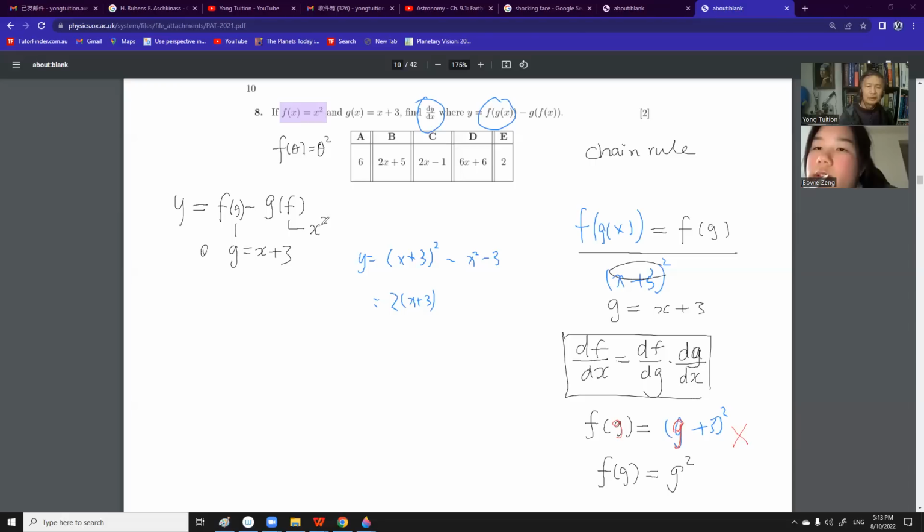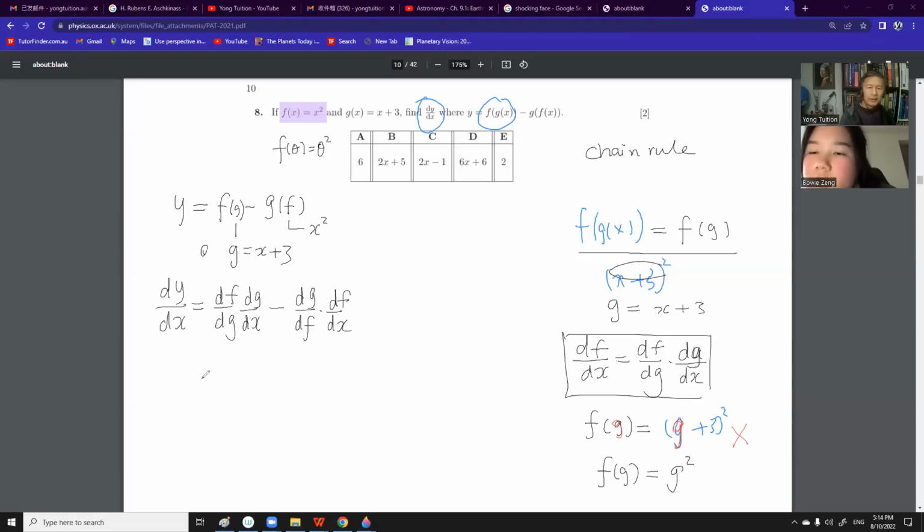Okay, good. So you still have to apply the chain rule. Can we write the chain rule? dy/dx equals, one by one, df/dg times dg/dx, plus, minus the second one, dg/df times df/dx. Can you find these four derivatives?